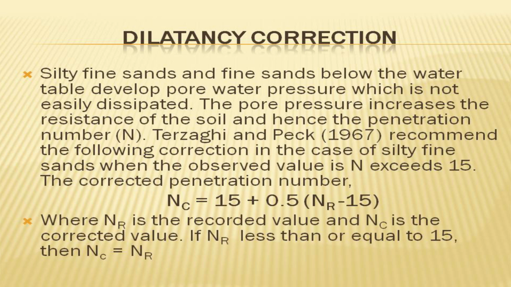Terzaghi and Peck, in 1967, recommend the following correction in the case of silty fine sands, when the observed value N exceeds 15, where NR is the recorded value and NC is the corrected value. If NR is less than or equal to 15, then NC is equal to NR.